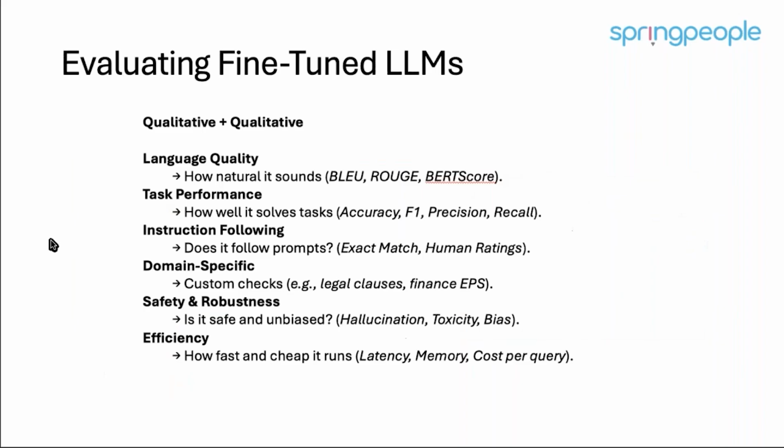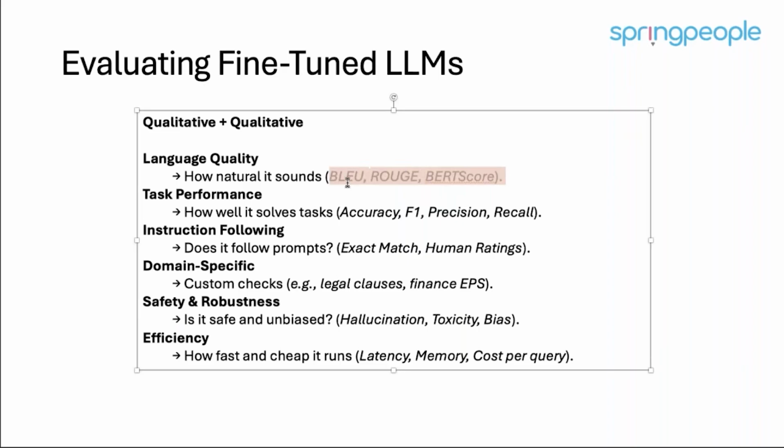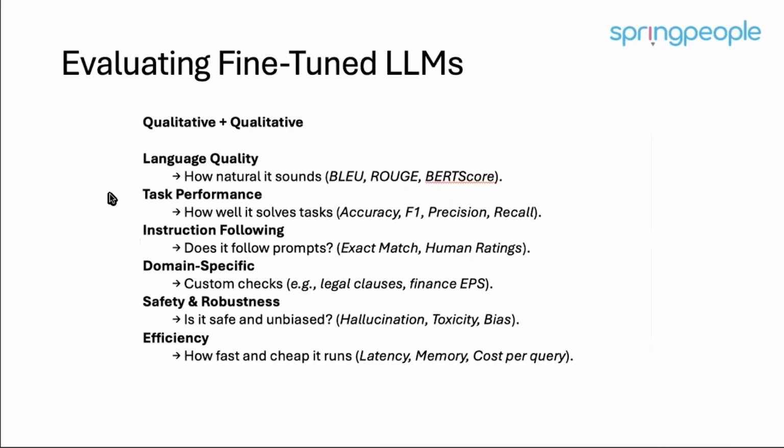Okay, now evaluating. Now this is a very, very important aspect of fine-tuned LLMs. How would you evaluate them? Now there are two ways to evaluate it. You have qualitative and quantitative ways to evaluate. Okay, so if it's the quantitative way of evaluating, you would use tools like BLEU and ROUGE and BERTScore to evaluate how the language quality has been.